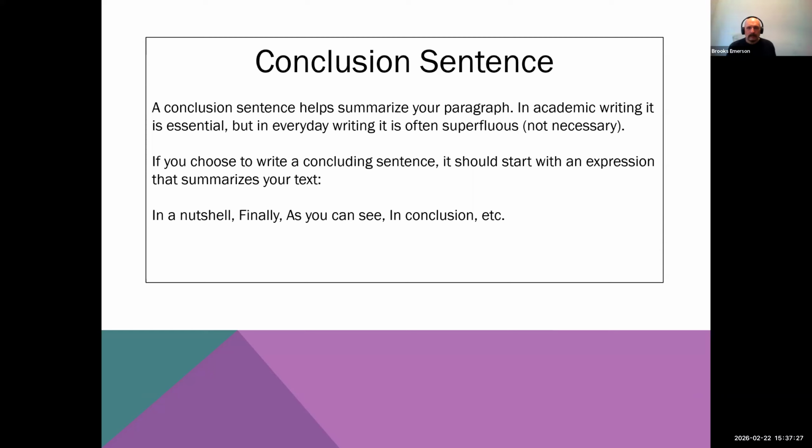So in your conclusion sentence, you should start with something like in a nutshell, or as you can see, or in conclusion, and just repeat the idea. So in a nutshell, it's clear that cars cause air and noise pollution in Istanbul. You're not giving any suggestions or ideas or adding to it. You're just wrapping it up.